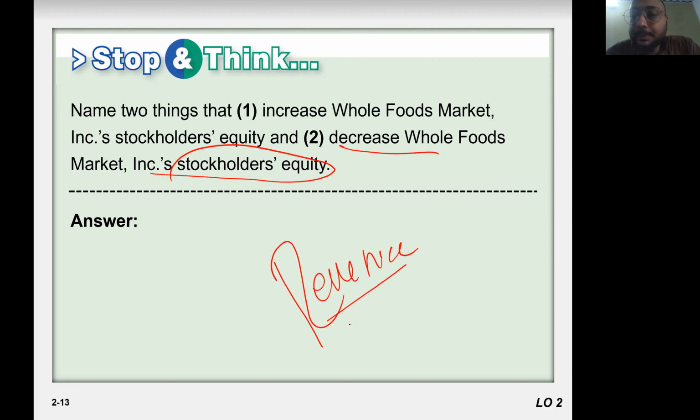Revenue means your normal business operation. Your normal business operation is, for example, if selling chairs, so the receipts from selling of chairs, office chairs or furniture is your revenue.